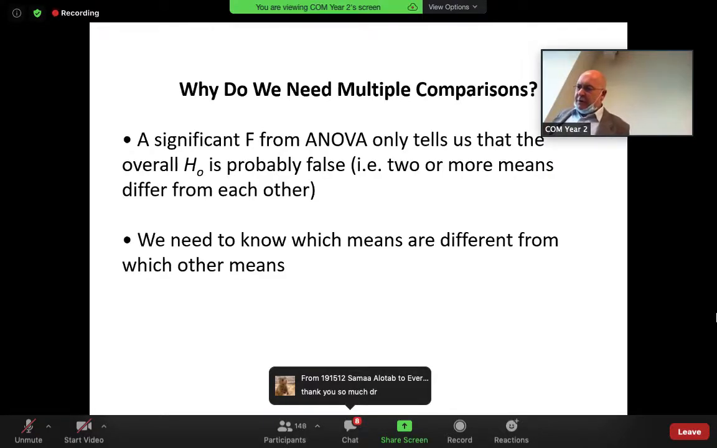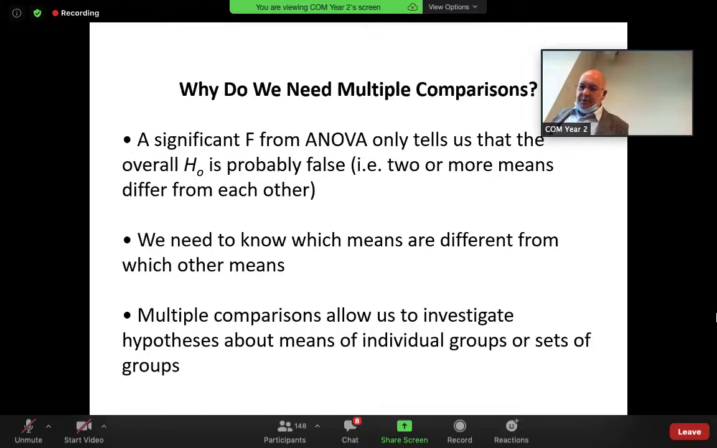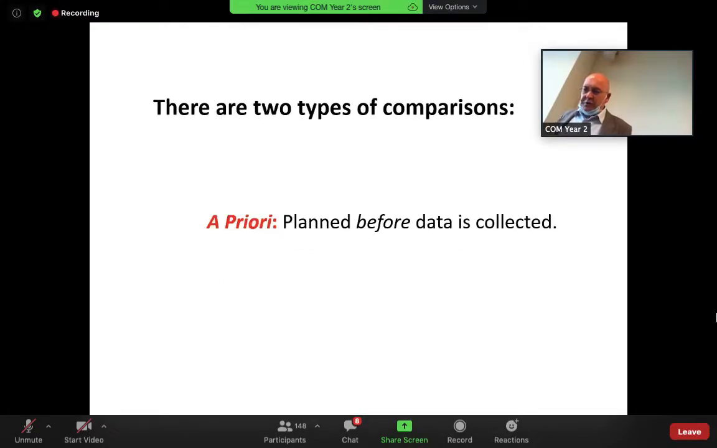So we need to know which particular means are different from which other means. And multiple comparisons allows us to investigate these hypotheses about means. Now there's two types of comparisons. There are planned comparisons, a priori, as they are known, and these are planned before you collect your data.